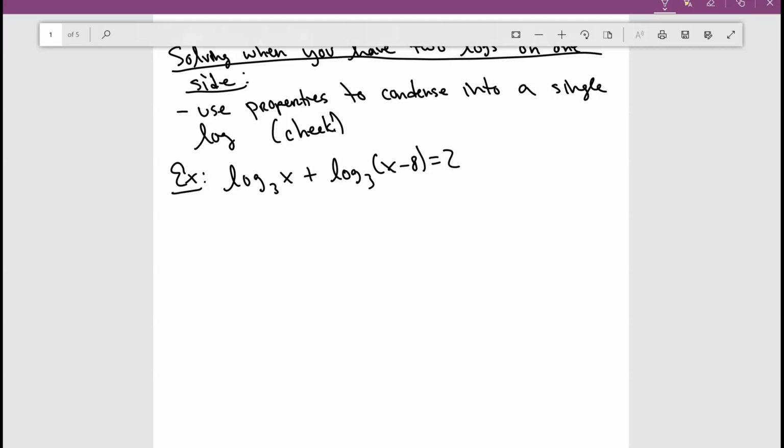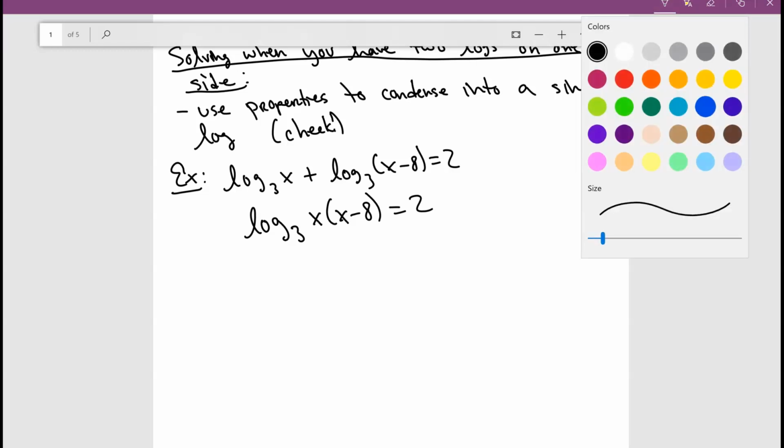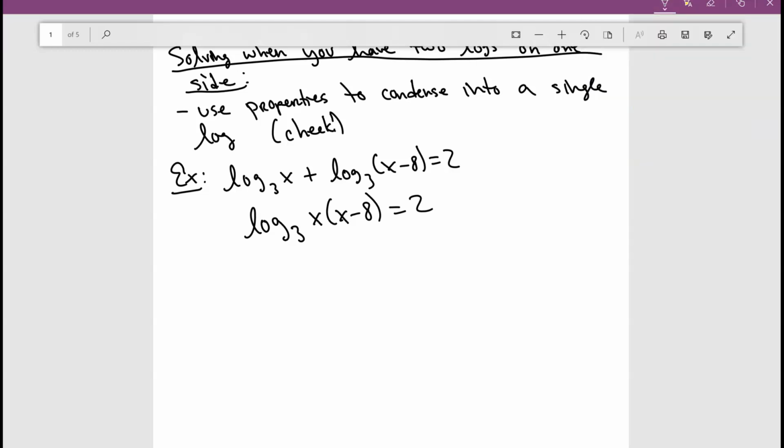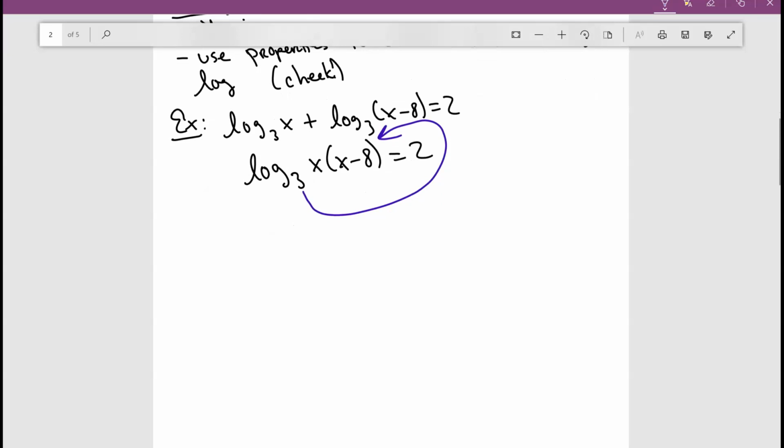Well, let's go ahead and condense it into a single log. So there's an addition sign, so this is going to turn into multiplication. So you're going to have log base 3 of x times x minus 8 equals 2. Now that I have a single log, I can convert it to exponential, just like how we had it in the first place. So this is going to be 3 squared is equal to x times x minus 8.